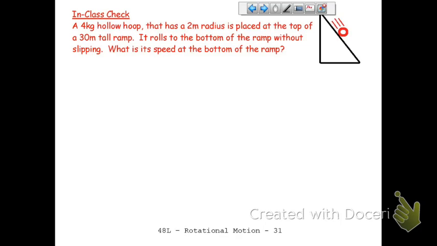This is a classic. A 4 kilogram hollow hoop that has a radius of 2 meters is placed at the top of a 30 meter tall ramp. It rolls to the bottom of the ramp without slipping.